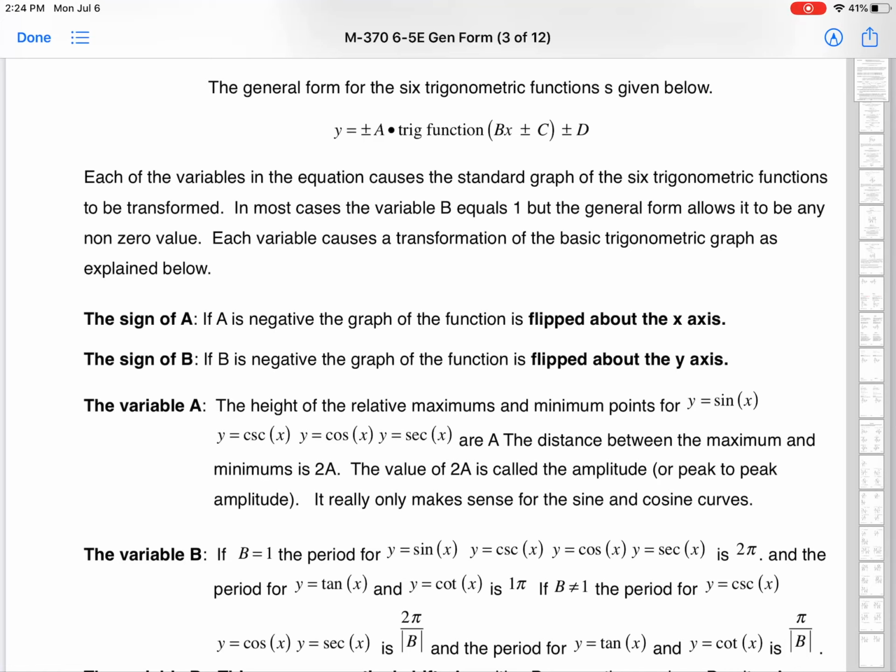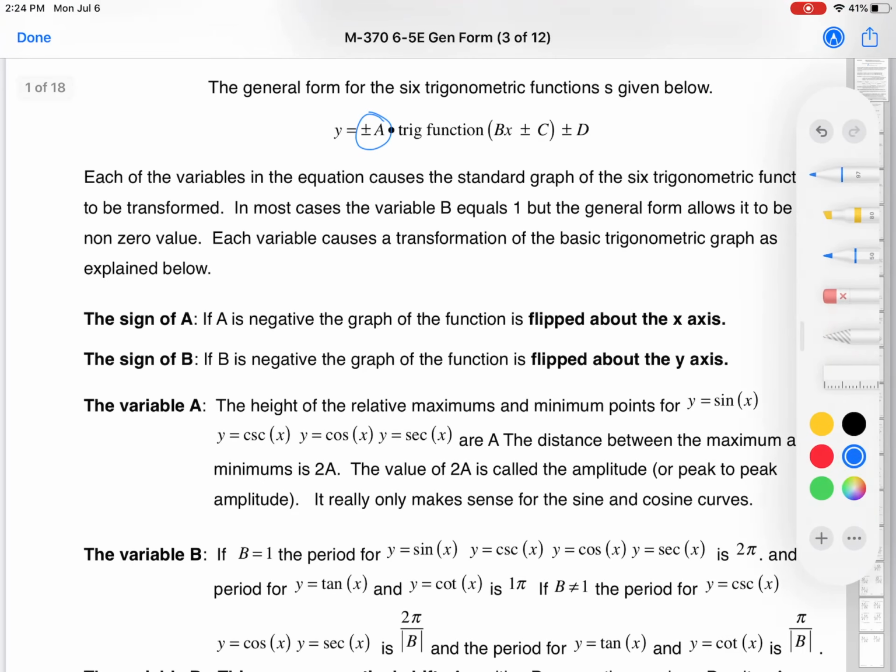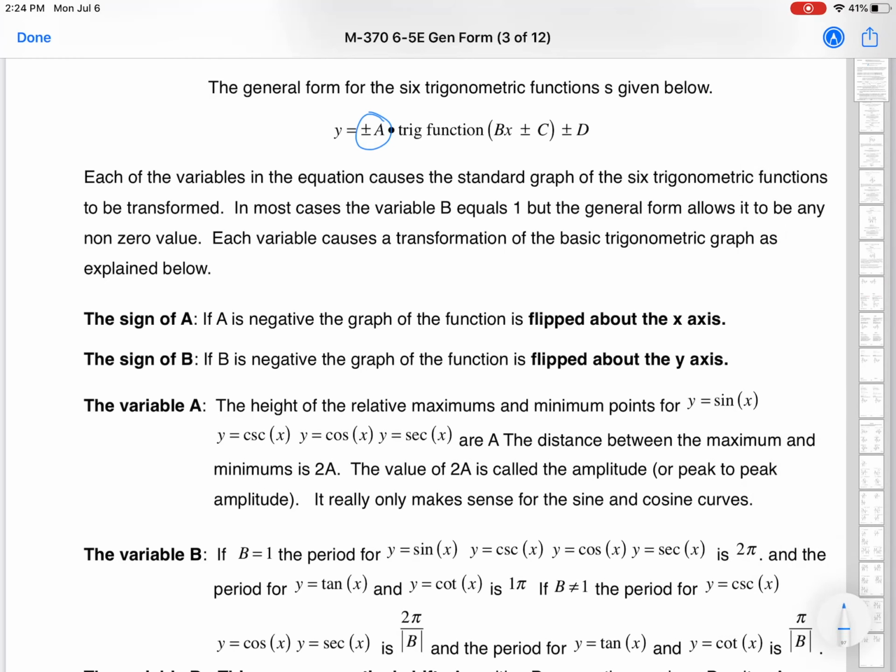What we know is that this A on the outside is going to adjust the amplitude. So if A is negative, the graph is going to be flipped around the x-axis. If B is negative, it's going to be flipped around the y-axis. The variable A will help us know how high it's going to go. B will show the period adjustment.